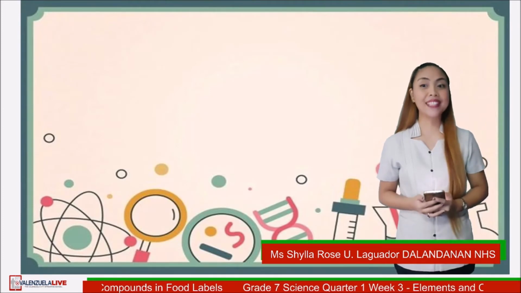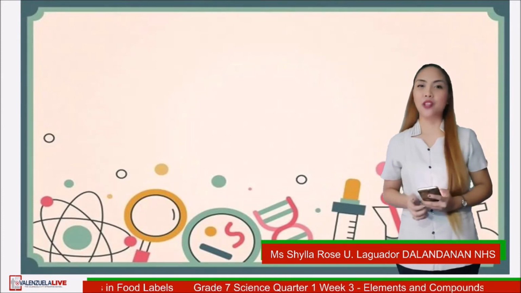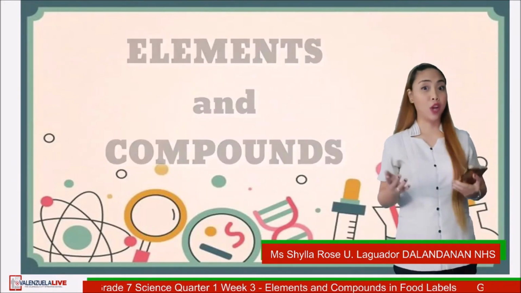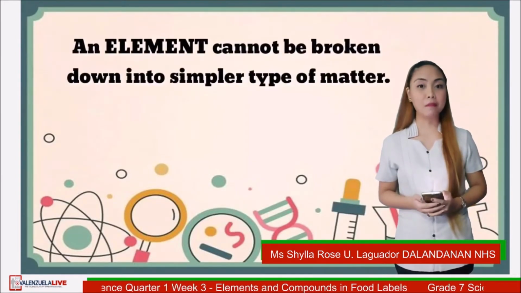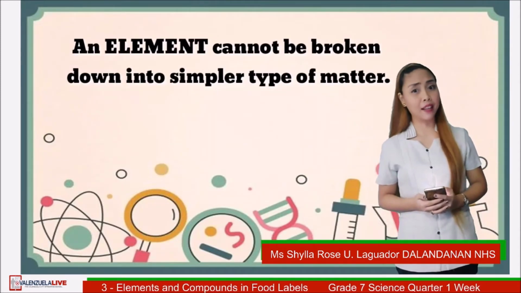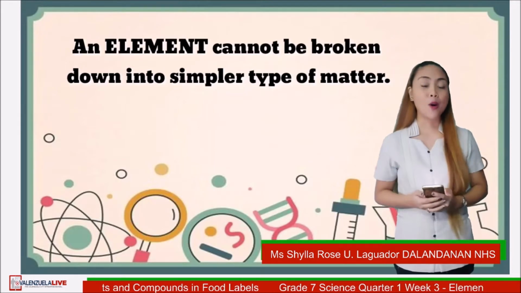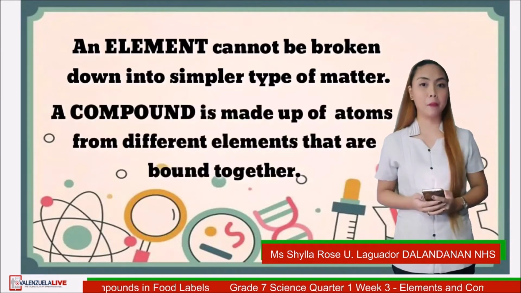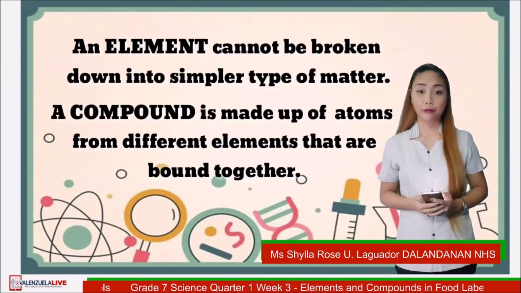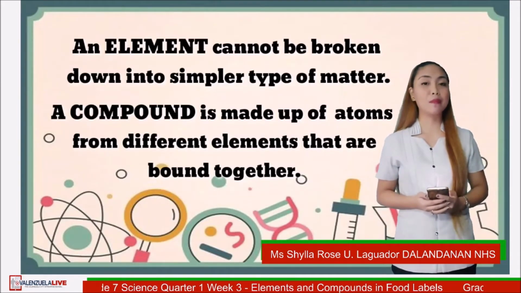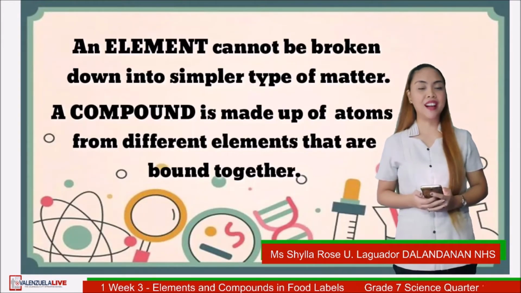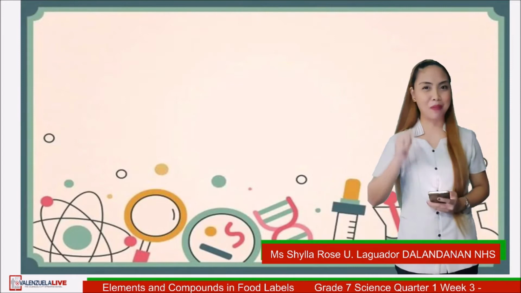In our previous science lesson, you learned about the general characteristics of elements and compounds. As we talked about, an element cannot be broken down into simpler type of matter by either physical or chemical means. However, a compound is made up of atoms from different elements that are bound together. Therefore, it can be broken down by chemical means. So this time, before we proceed, let's see what is retained in your memory.